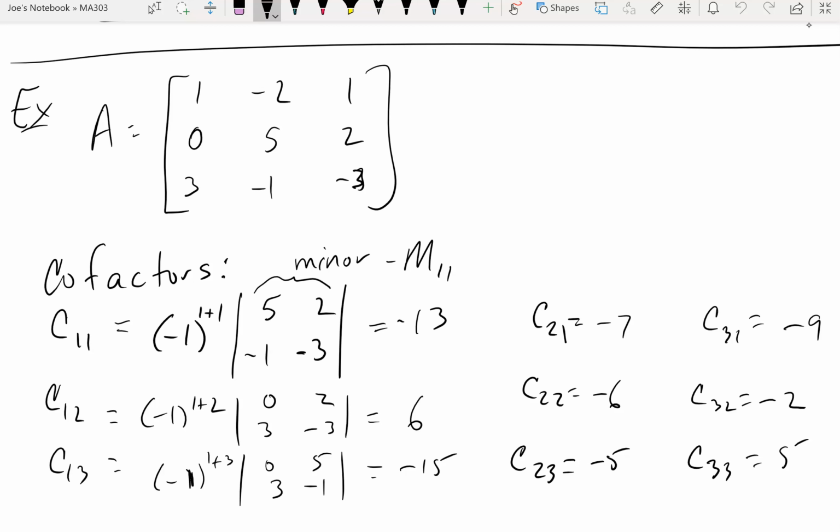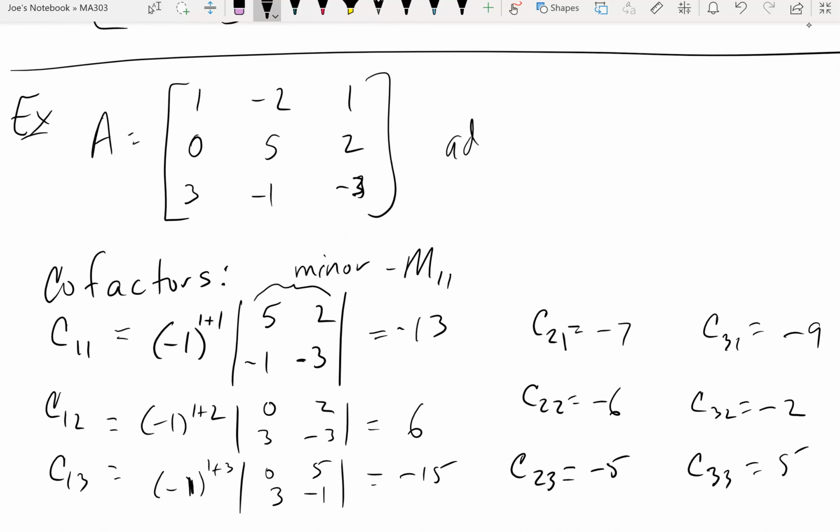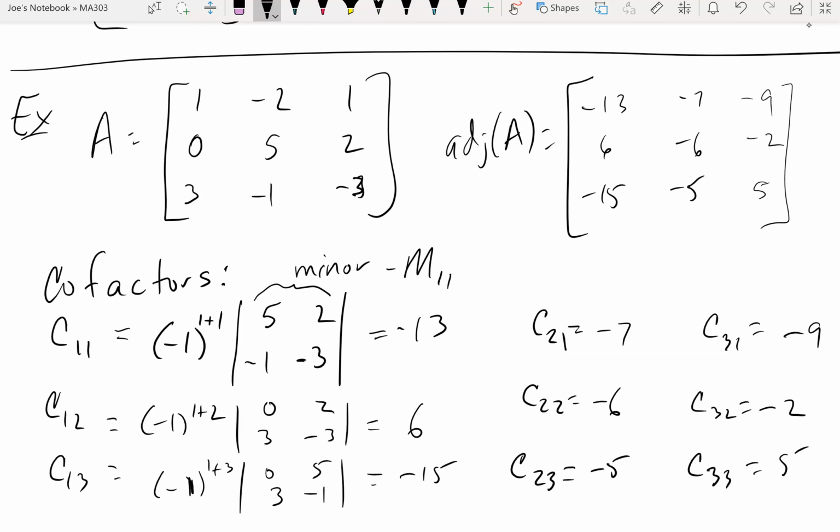Okay? So for your adjoint then, I'm doing it side by side up here. For the adjoint of A then, these were the cofactors for the row. First row, they become the first column of the adjoint. The second one here, these were the cofactors for the row 2. They become column 2 for the adjoint. These were your cofactors for row 3. They become column 3 for the adjoint.